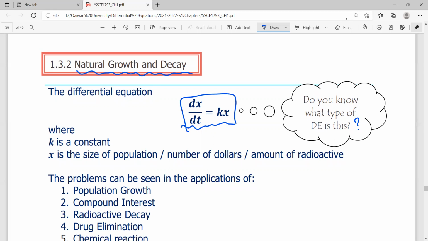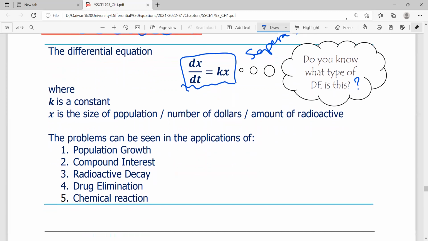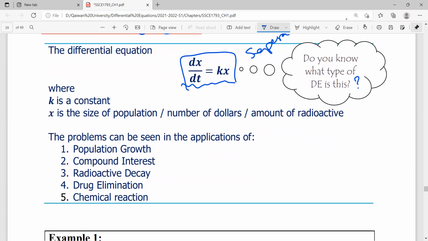That is a separable differential equation. Here we have k. k is a constant. And also x is the size of population or number of dollars, also the amount of radioactive material.